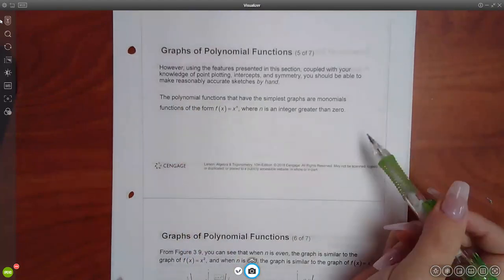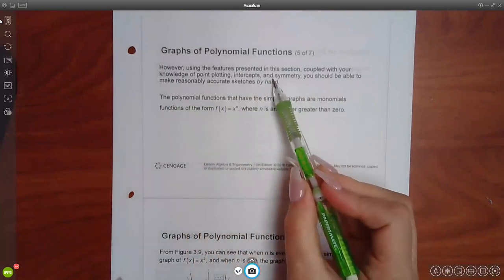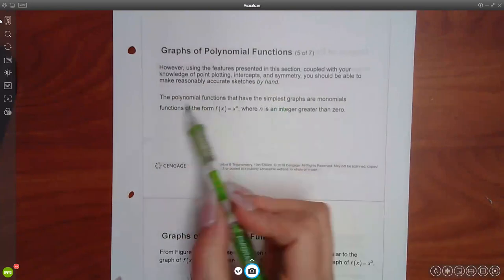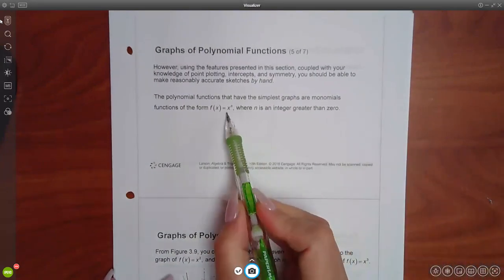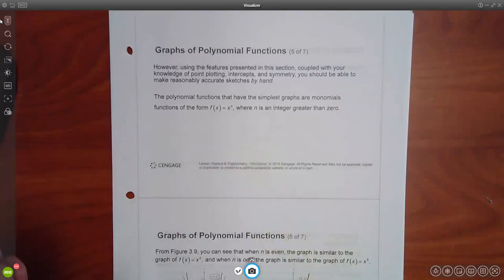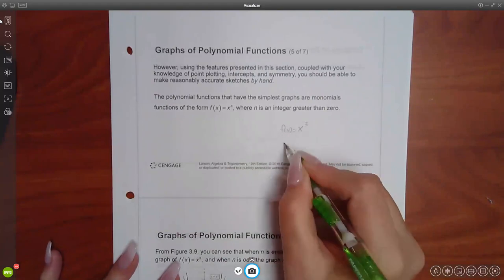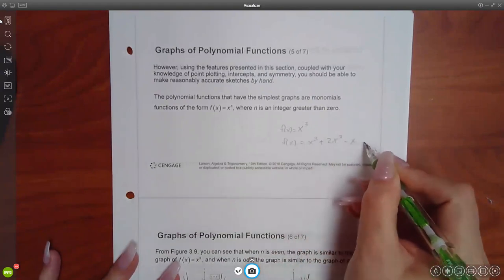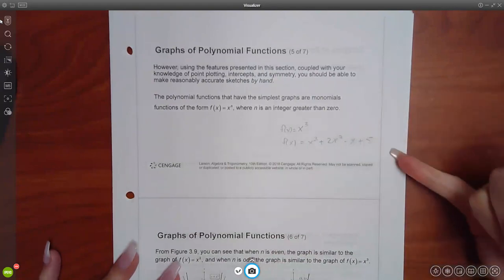So it says, using the features presented in this section, coupled with your knowledge of point plotting, intercepts, and symmetry, you should be able to make reasonably accurate sketches by hand. The polynomial functions that have the simplest graphs are monomials. So it's just X with some power, and that's it. There's a difference between this as my function and then this. So they're saying these guys are way easier to graph than something that's all expanded out like that.